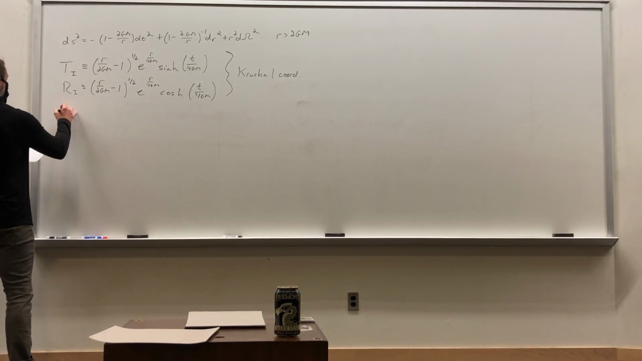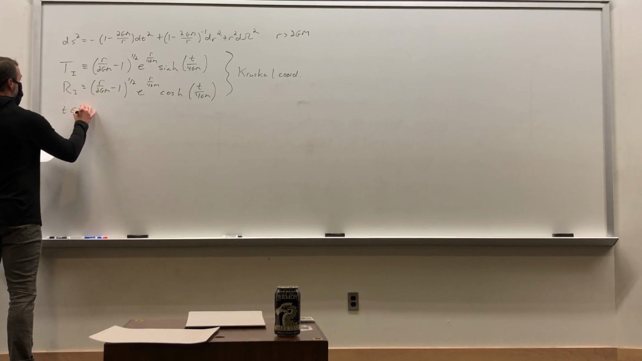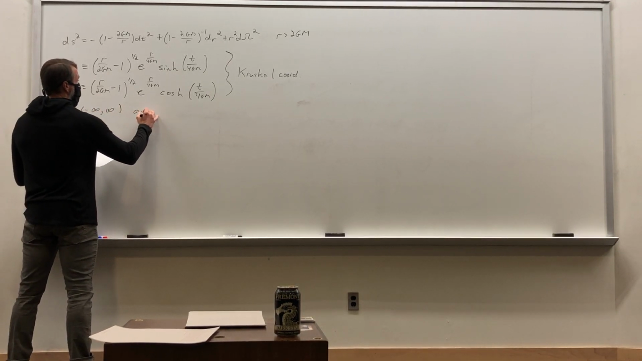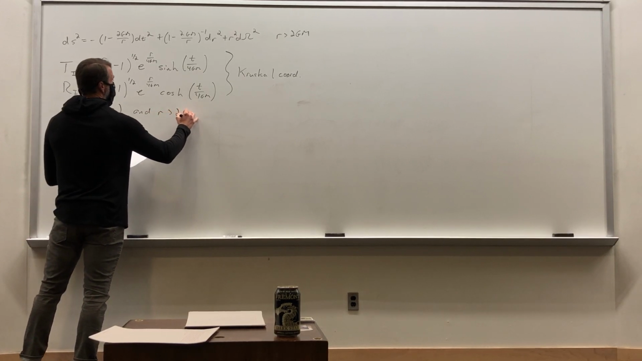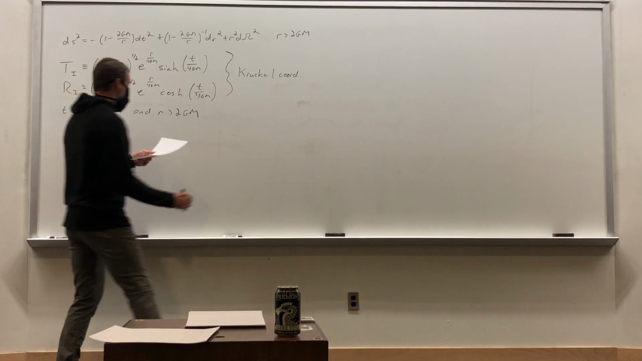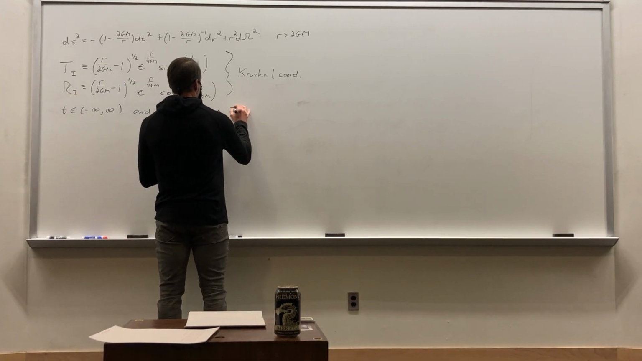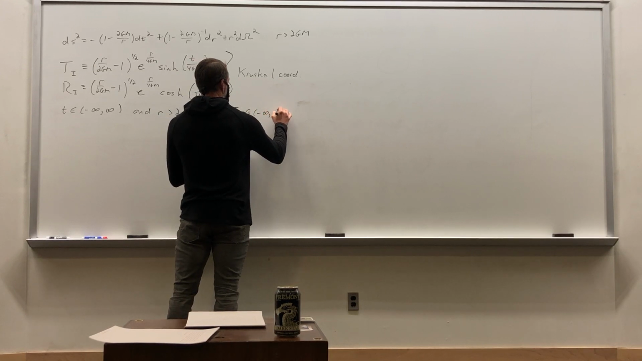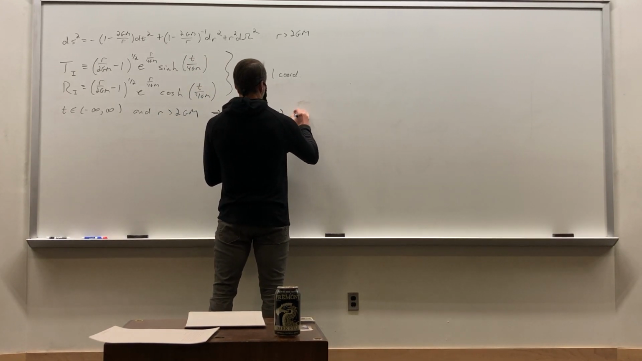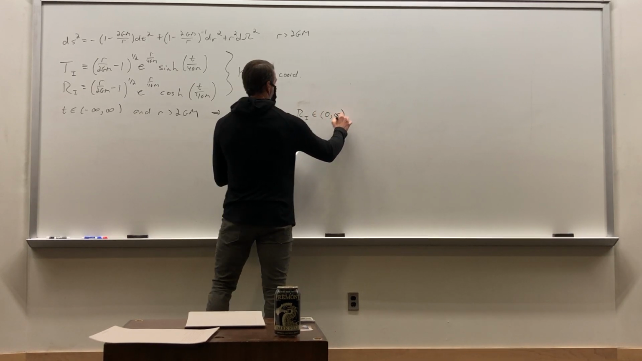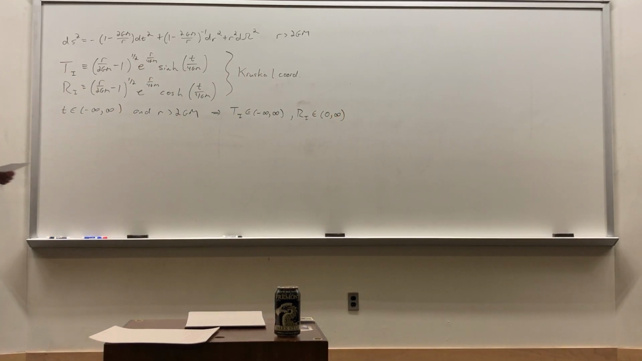Now, since t lives from minus infinity to infinity, and r is only greater than 2GM, then we can find the range of these coordinates. T1 goes from minus infinity to infinity, and R1 goes from 0 to infinity.